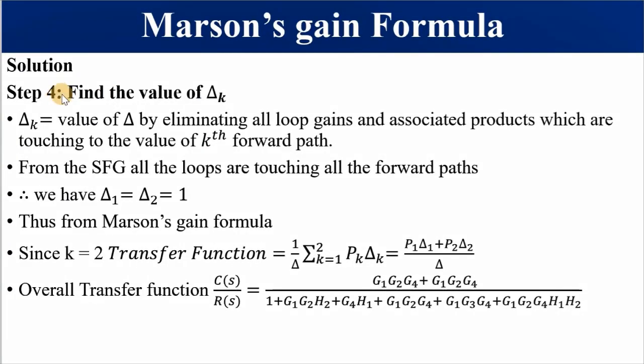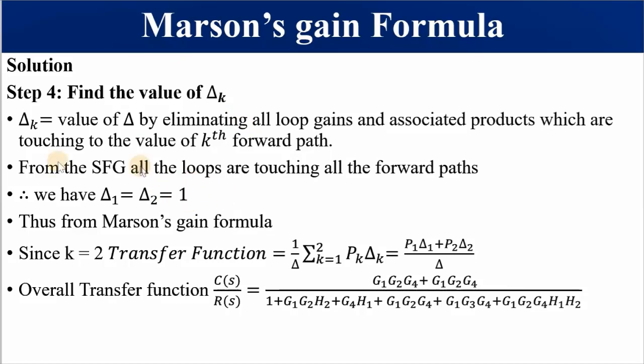The 4th step, we are now going to find the value of this function, the determinant subscript k. And how do you find it? We eliminate all loop gains and associated products which touch the kth forward path. This is after identifying the number of forward paths; we might have 2, 3, 4, etc. So all loop gains and associated products which touch any path must be eliminated. And please take note that it's 1 minus.